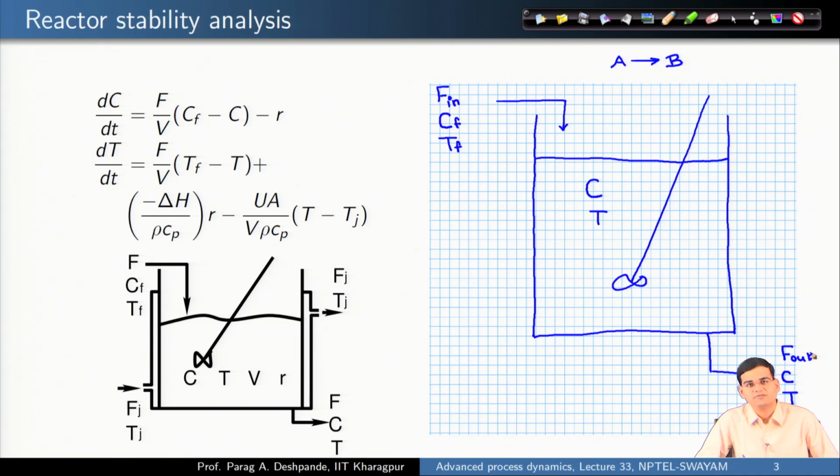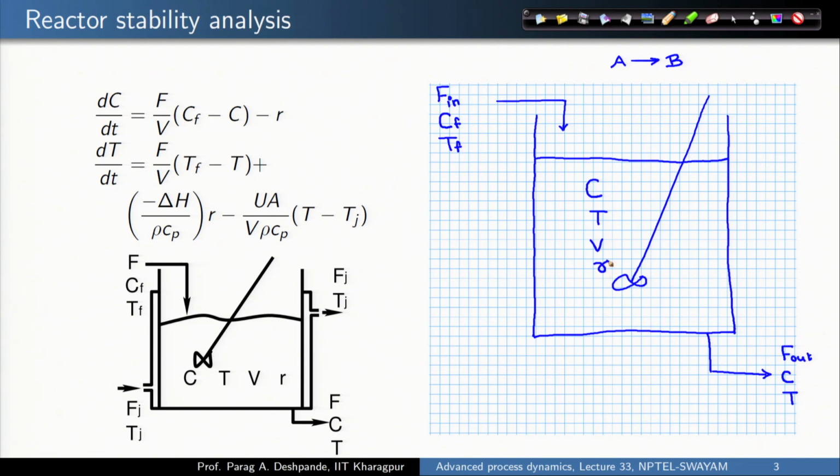Okay. So, the volumetric flow rate is F out. Now, inside the reactor, the reaction mixture will have some volume, and let us denote that volume by V. And the intrinsic reaction rate for the system is denoted by R.